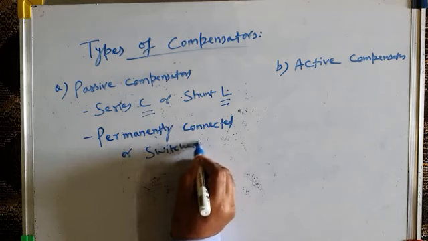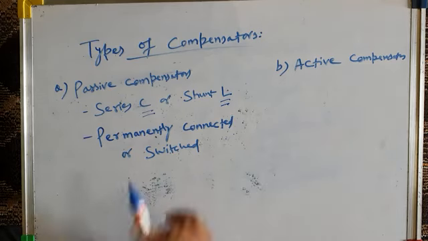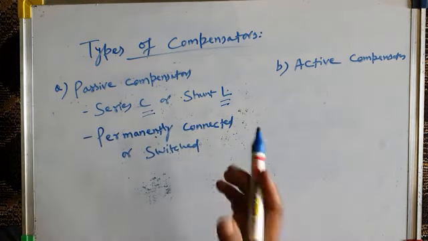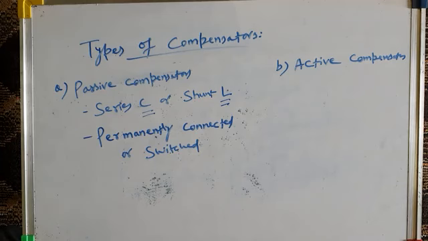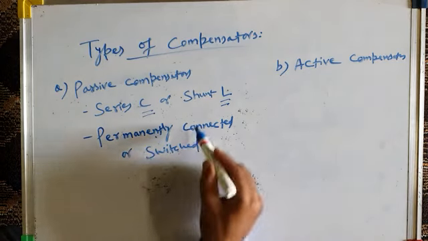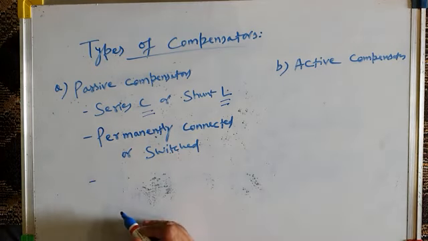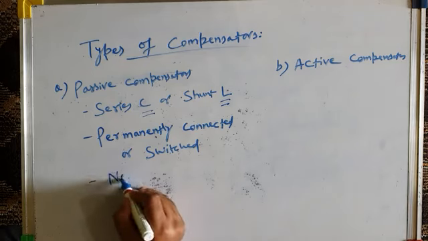Switched means whenever you need a compensator to be connected, you can switch it on. For example, if it is a capacitance, you can put it across the transmission line, or in series with the transmission line, or you can put L across the transmission line. That's called switching. Or sometimes they are permanently connected as compensators. We don't switch them, we permanently connect them.